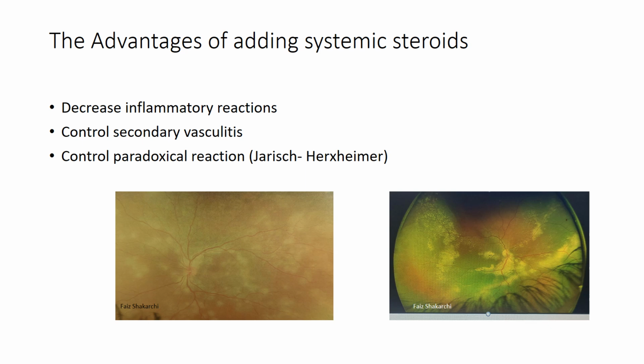The advantages of adding systemic steroids with anti-TB therapy are: first, decrease inflammatory reactions, macular edema, scarring, and epiretinal membranes. Second, control secondary vasculitis, which is probably a hypersensitivity reaction to Mycobacterium bacilli. Third, control paradoxical reaction that may rarely occur after initiating anti-TB therapy, and probably reduce possibility of recurrent immunological uveitis after completion of anti-TB therapy.